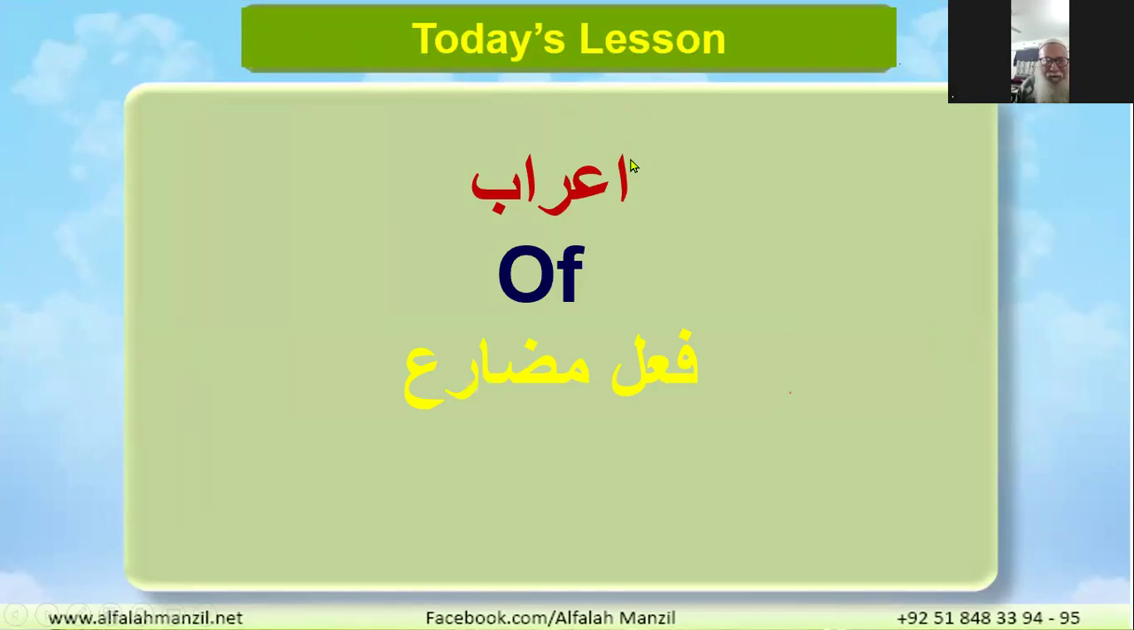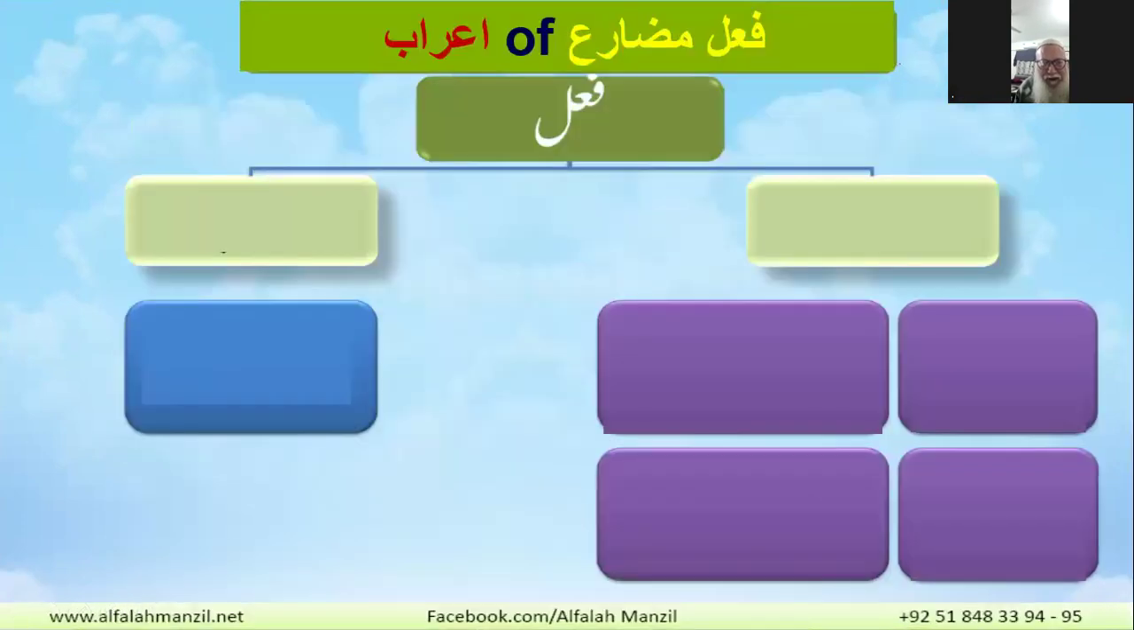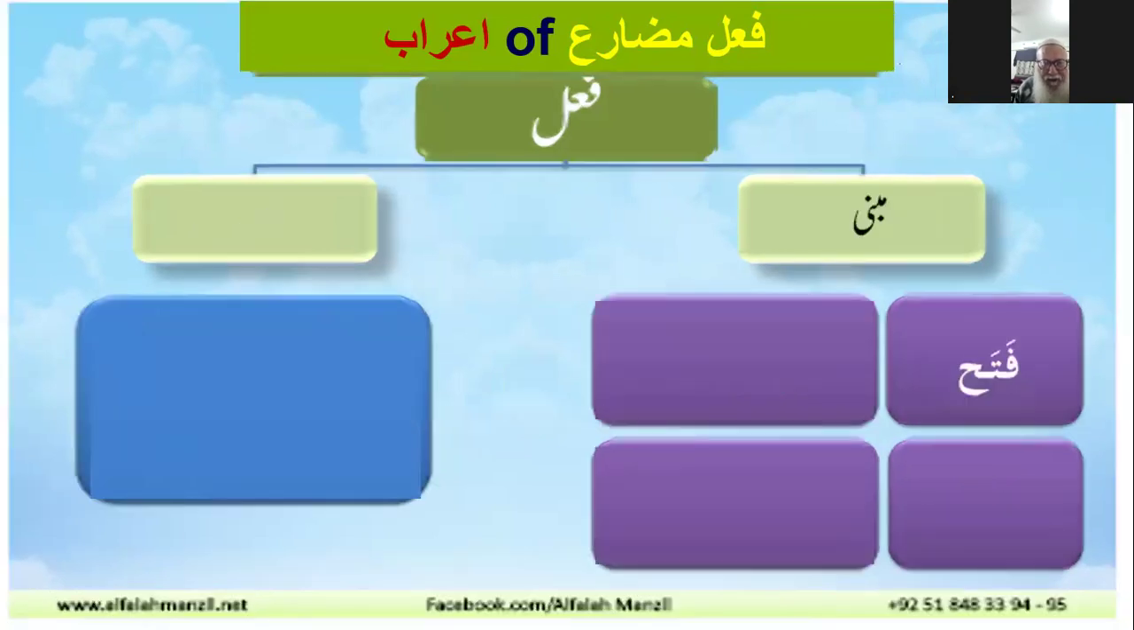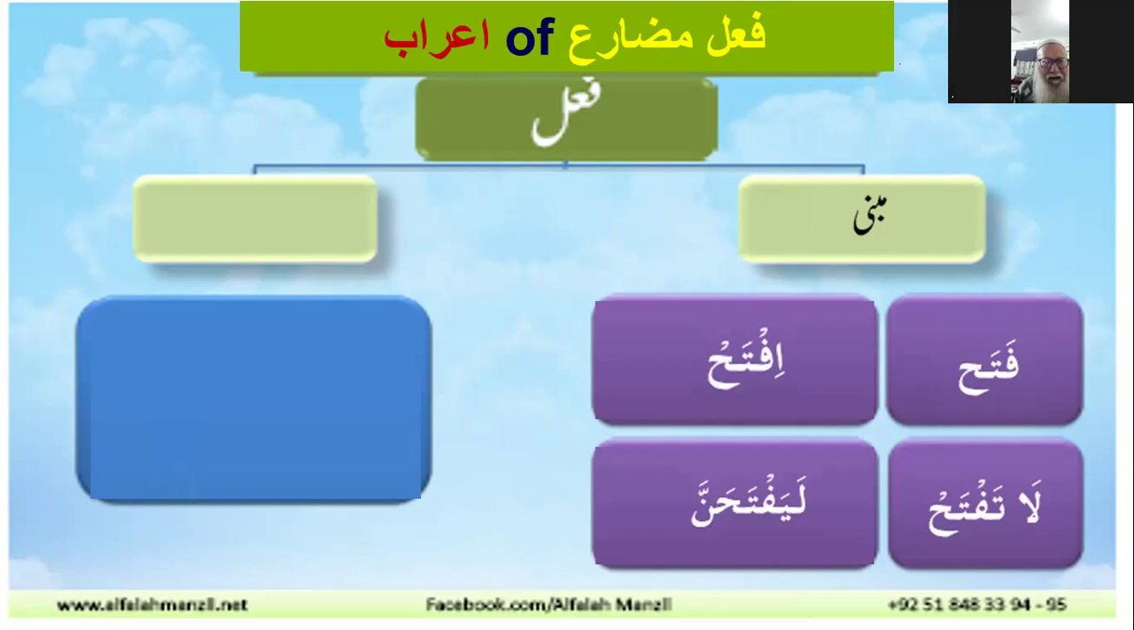We started from the I'rab of Fi'l Mudari. We saw it is either Mabni or Mu'rab. Mu'rab is Fi'l Mudari; the rest, Fi'l Mazi, Fi'l Amr, Nahi, and the Lam with Mushaddad, are all Mabni. They don't change their I'rab. Then we saw the examples: the Mazi example was Fataha, Amr is Iftah, Nahi is La Taftah, and the Lam Takid is La Yaftahanna. So these were like that.